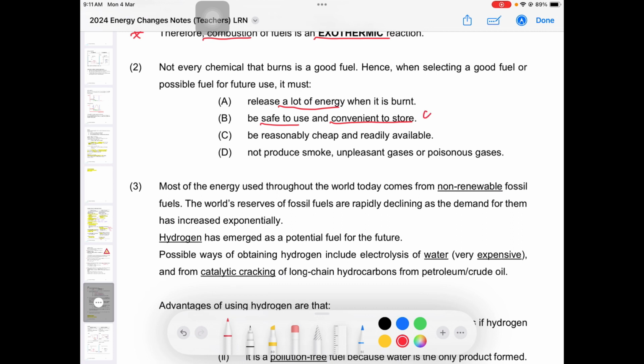For example, if you compare coal, which is a solid, versus hydrogen, which is a gas at RTP, coal, which is in a solid state, is more convenient to store because you can store it as it is. But hydrogen has to be liquefied in order to be stored. So it does cost extra to do that. We don't store hydrogen in the gaseous state. We have to store it in the liquid state. So in order to liquefy it, money has to be used.